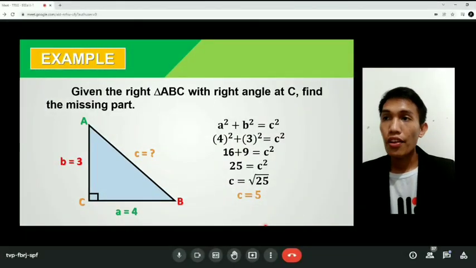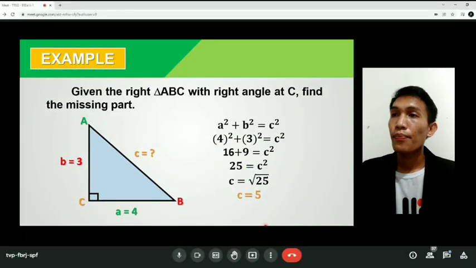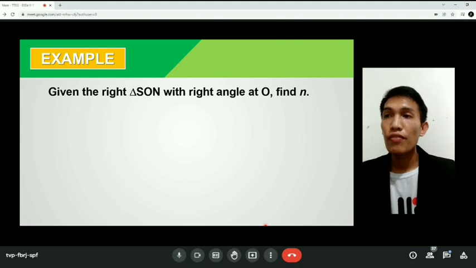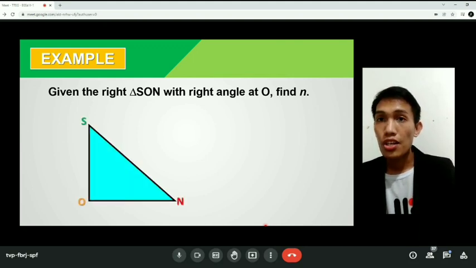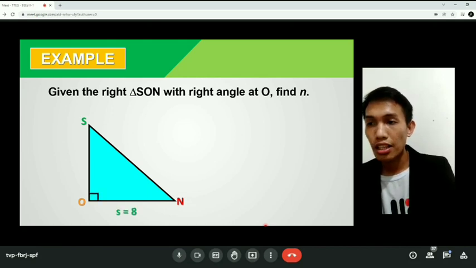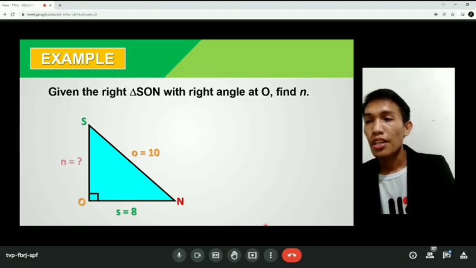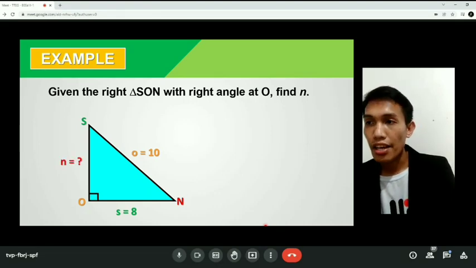Okay, let's try another example for you to understand it better. Example 2: given the right triangle SON with the right angle at O, let's find N, since S equals 8 and O equals 10. The missing part here is N, which is one of the legs of this right triangle SON.